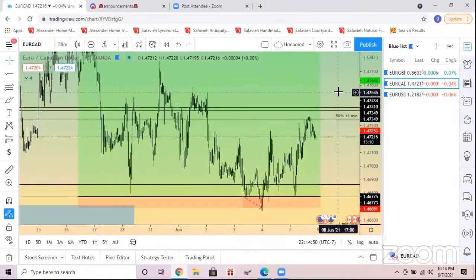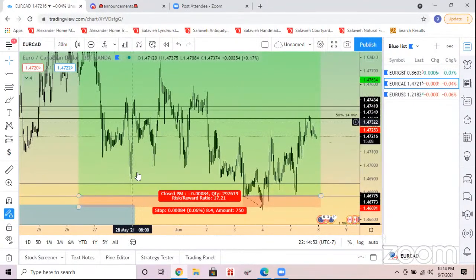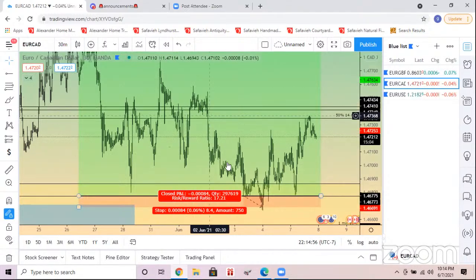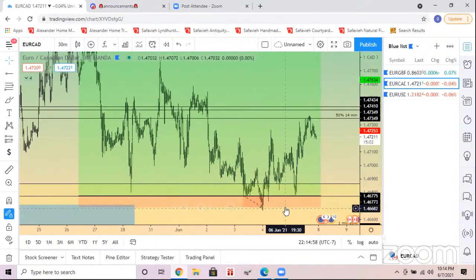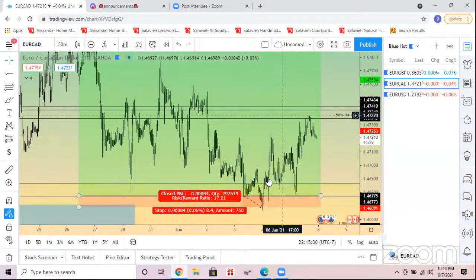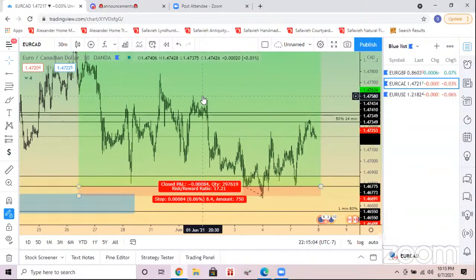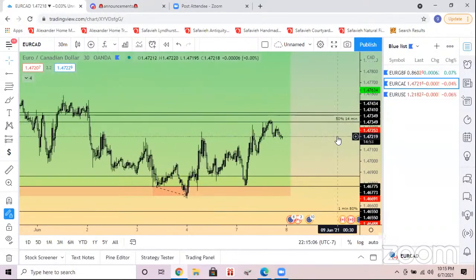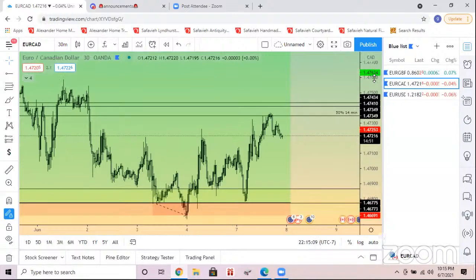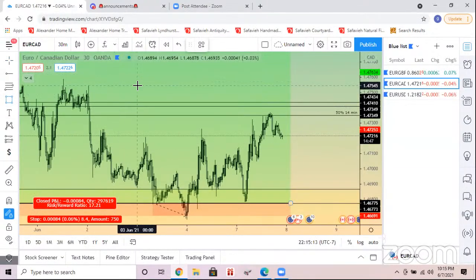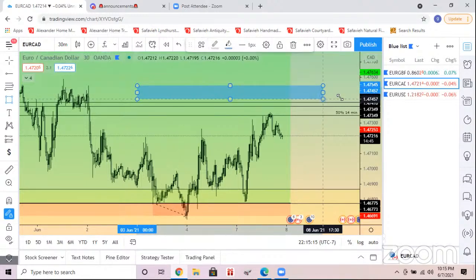Looks like we got a redistribution here. We got an accumulation that failed, broke structure, and broke the ice. So I'll be looking for distribution in here.